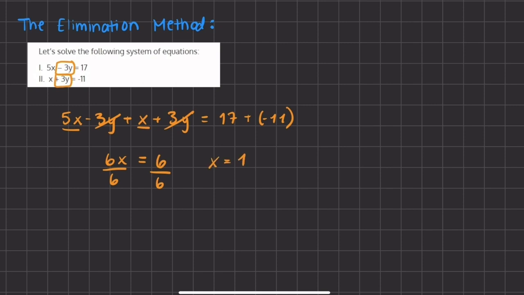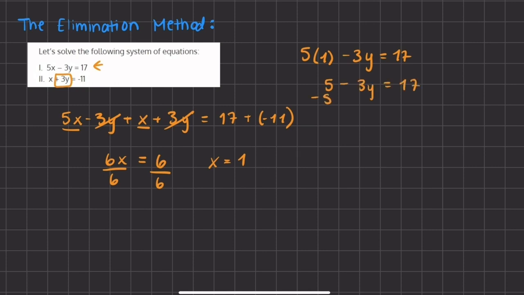Now that we know the value of x, we can choose either of the two equations we had in the beginning in order to find y by plugging in the x value. So if we plug it into our first equation, we have 5 times x, which is our 1 now, minus 3 times y equals 17. Now we are going to simplify. We have 5 times 1, which is 5, minus 3y equals 17.